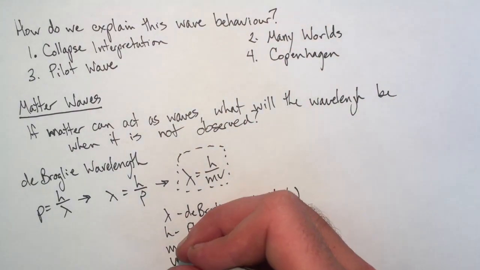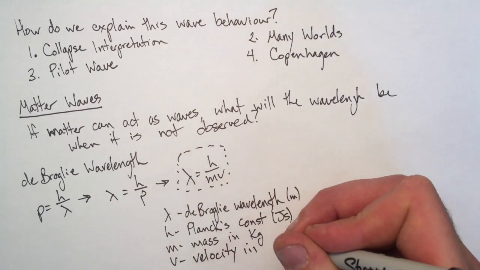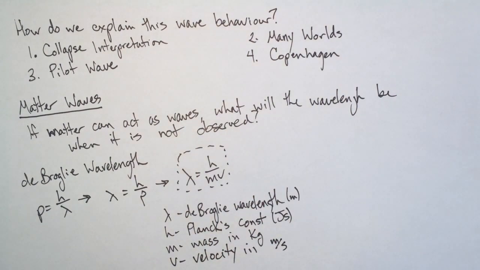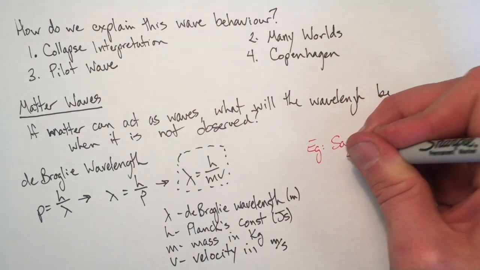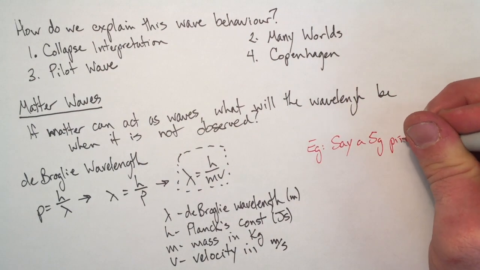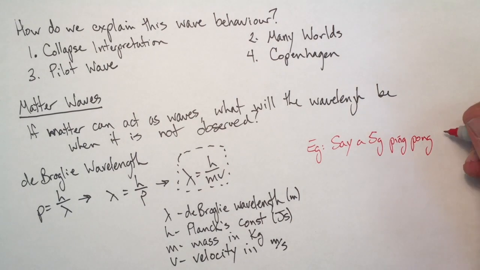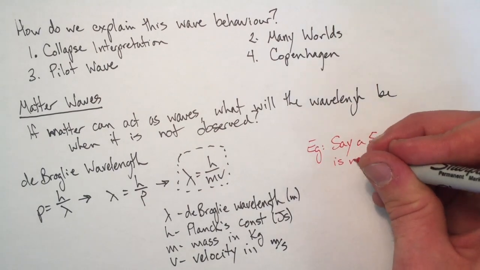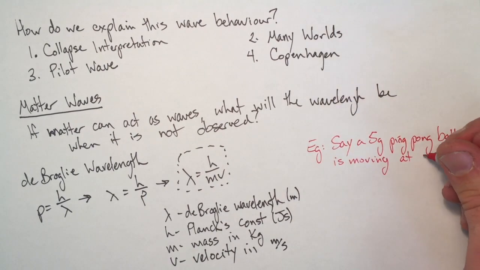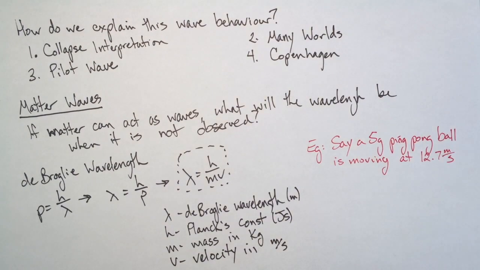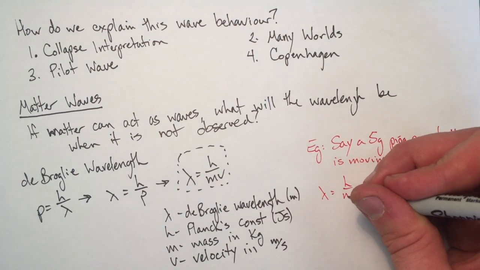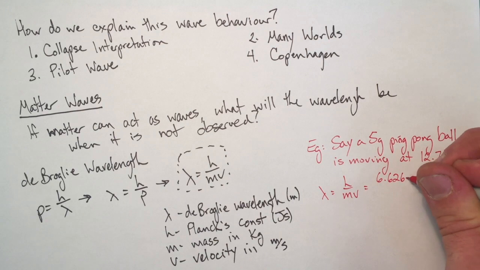So let's try this in an example. Let's say a 5-gram ping pong ball is moving at 12.7 meters per second. Let's use this to calculate the de Broglie wavelength. So we're going to insert these values in the equation, and we're actually going to calculate a wavelength that's really, really small. We're going to get 1.04 times 10 to the negative 32 meters.